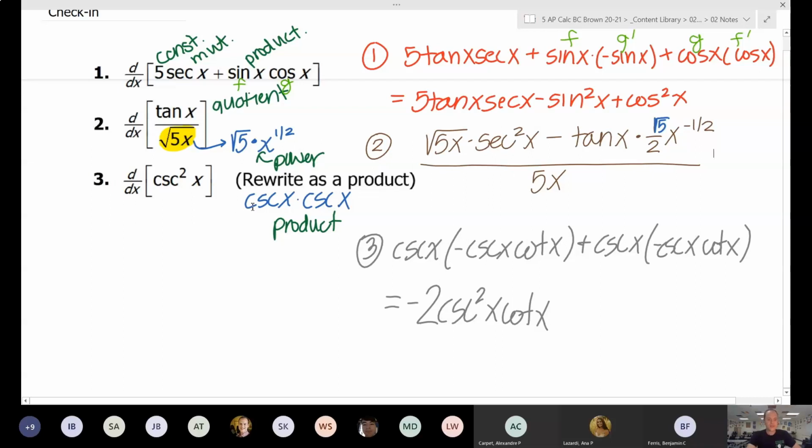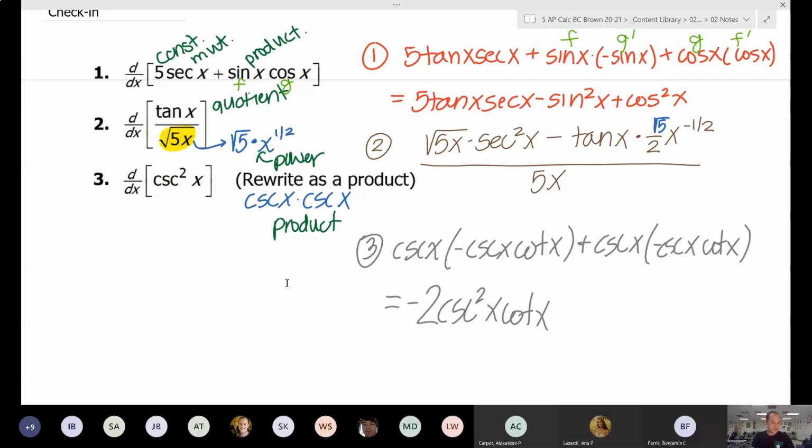And then 3, we can think of that as cosecant times cosecant. So I have the first times the derivative of the second plus the second times the derivative of the first. Cosecant times cosecant is cosecant squared, and it's negative, and those two terms are identical, so I could combine those and write it as a negative 2 cosecant squared of x cotangent.